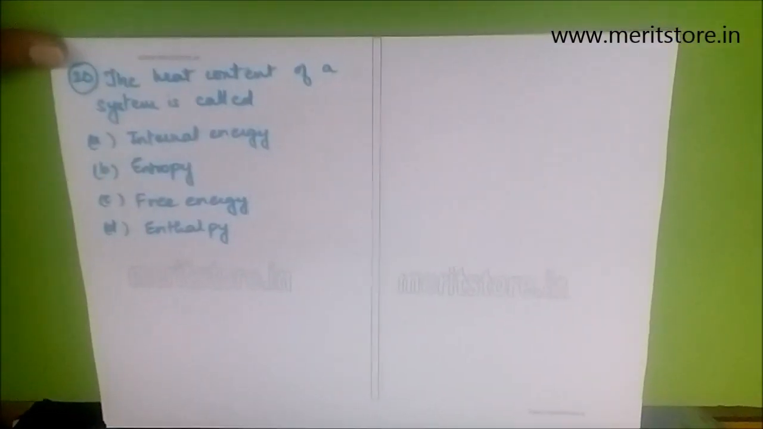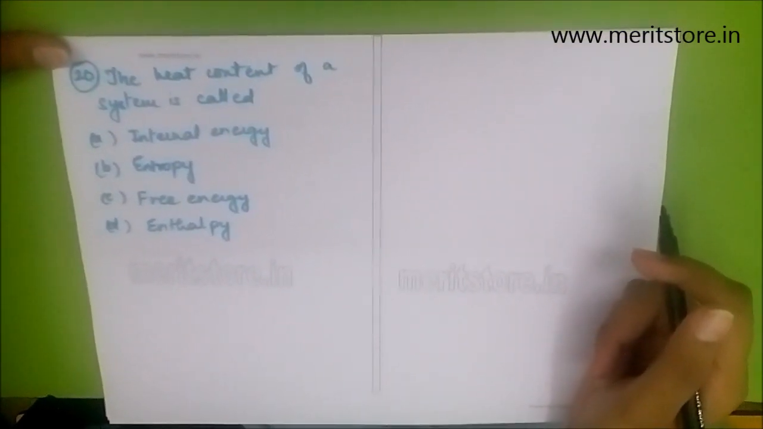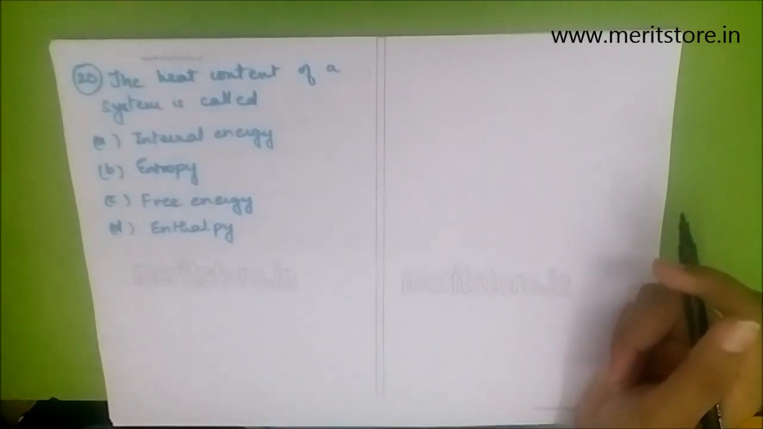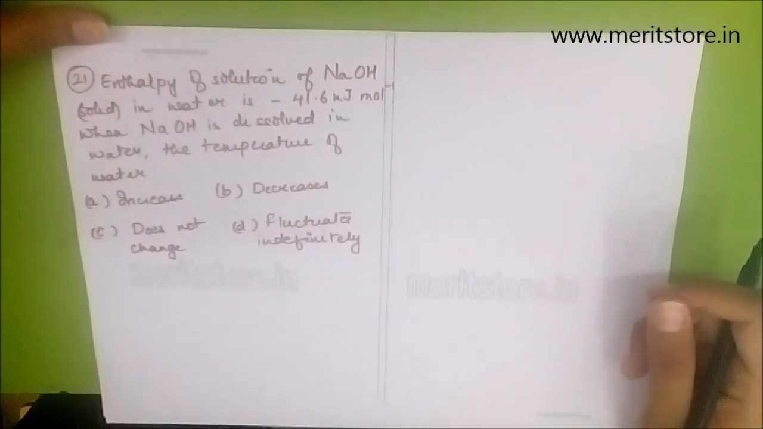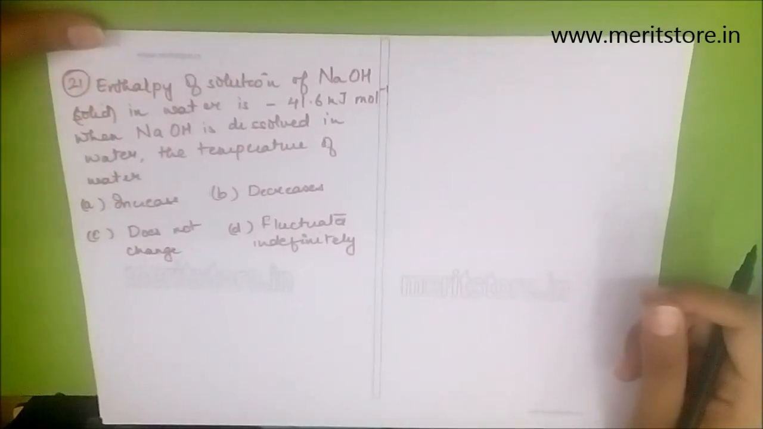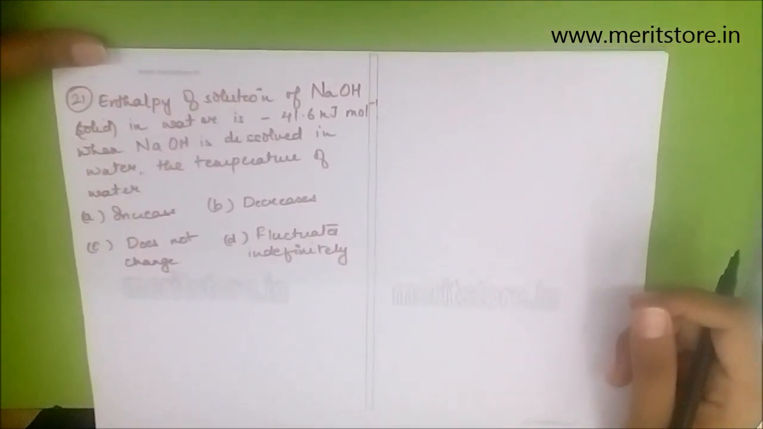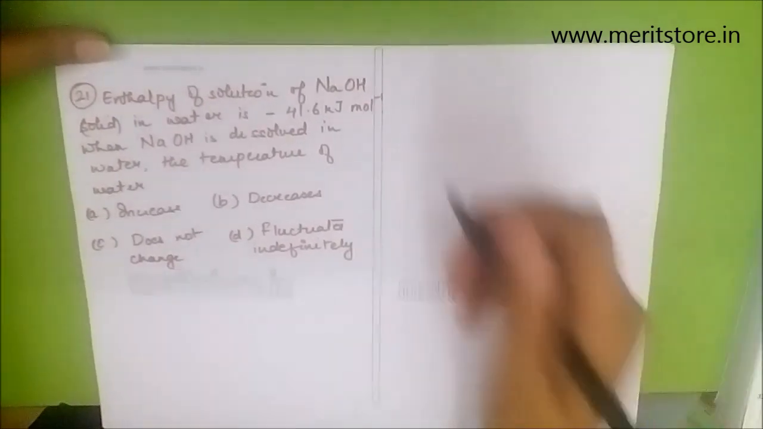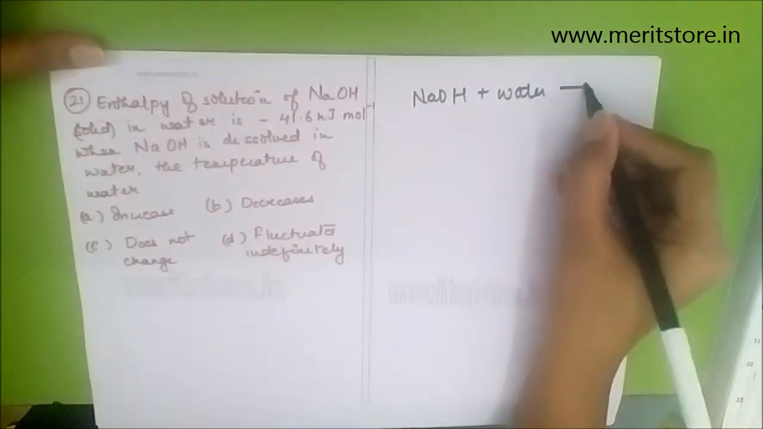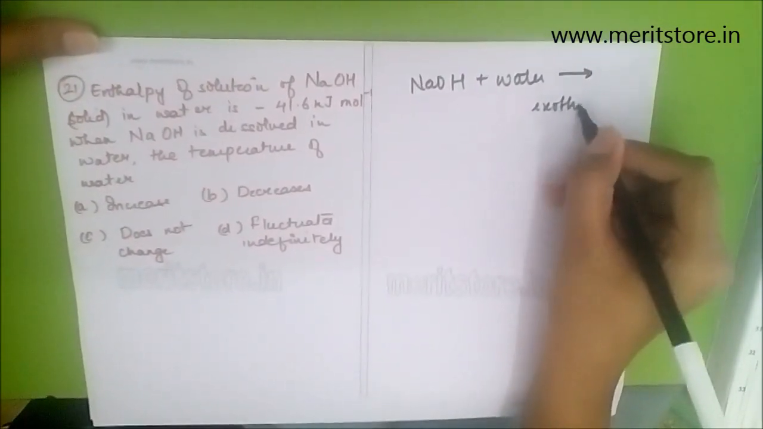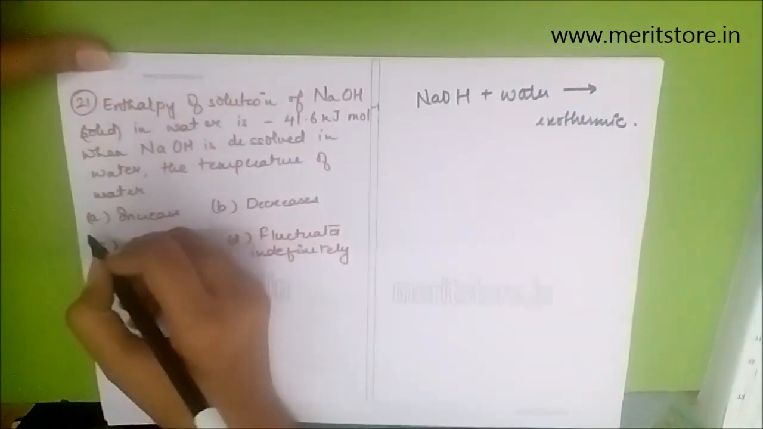The heat content of a system is called internal energy, entropy, free energy, enthalpy. The heat content of a system is called enthalpy. The enthalpy of solution of sodium hydroxide in water is minus 41.6 kilojoule per mole. When sodium hydroxide is dissolved in water, the temperature of water increases, decreases, does not change, fluctuates indefinitely. Now when NaOH and water react, the reaction is exothermic, which releases heat to the surroundings and therefore the temperature of the water increases.